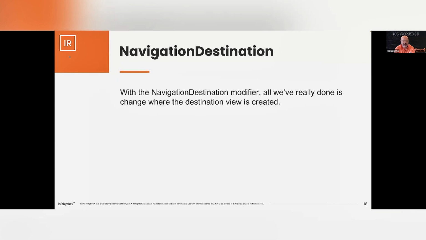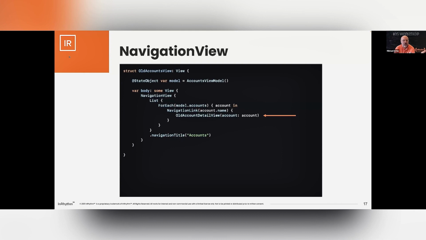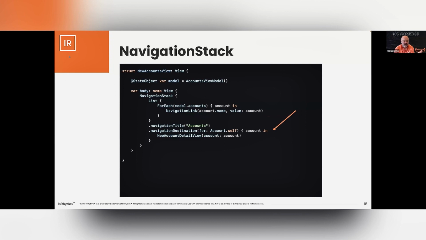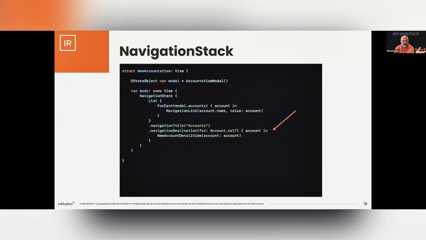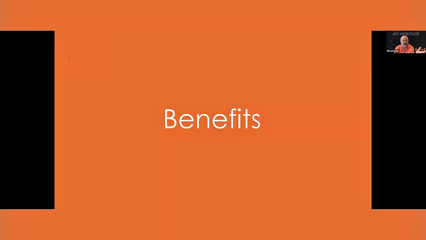So within the navigation destination modifier, all we've done was really change where the destination view is created. So in the old way with navigation view, we use the destination parameter to create it in line with our code. And now we've just moved it off to a new modifier that handles that type. It's just gone from here to there. Now, that doesn't seem like a big change, but it does have a few benefits.